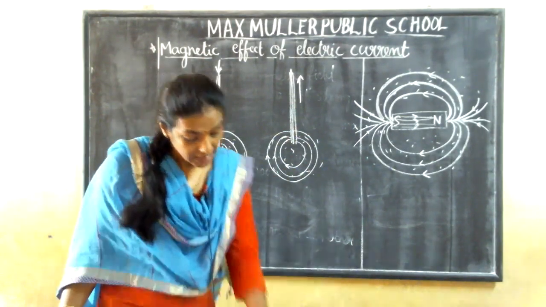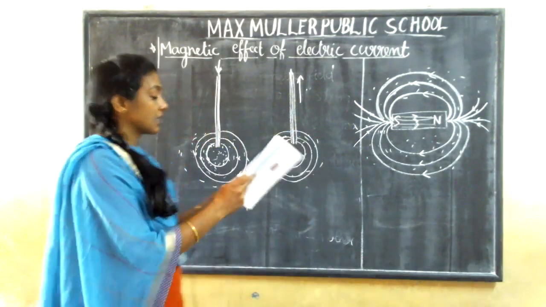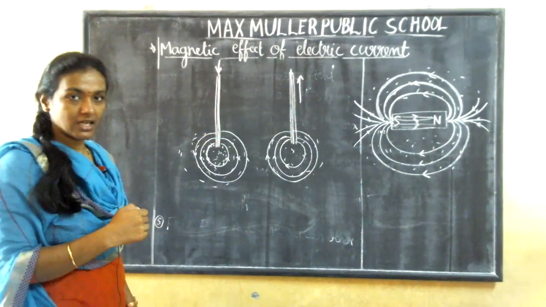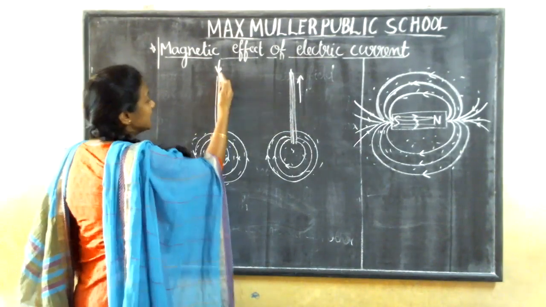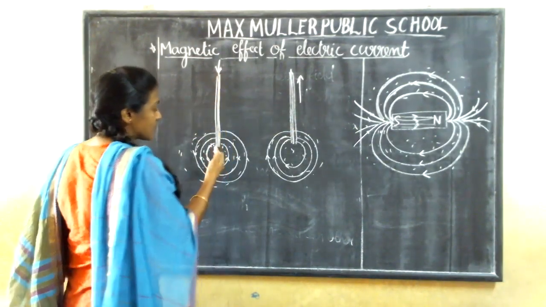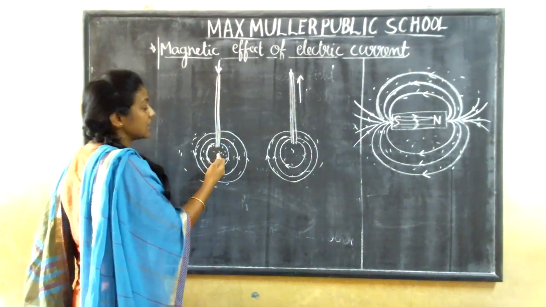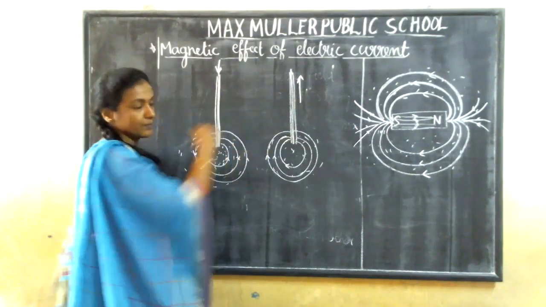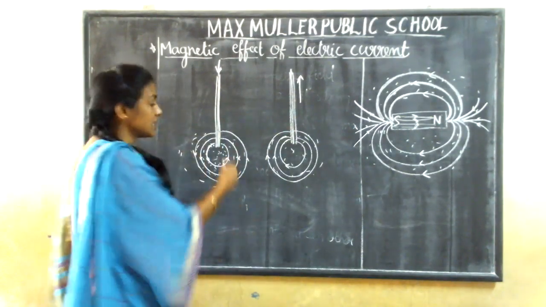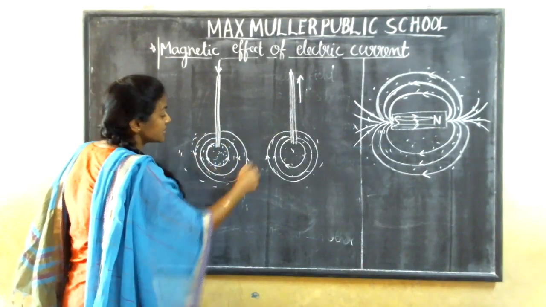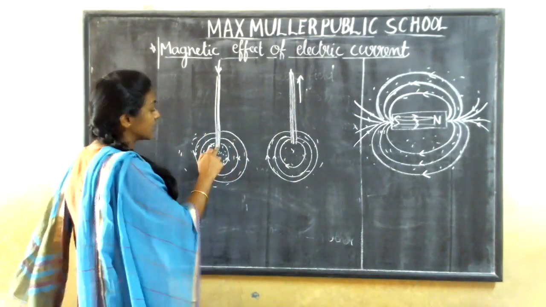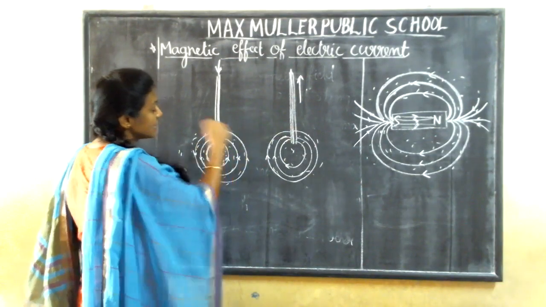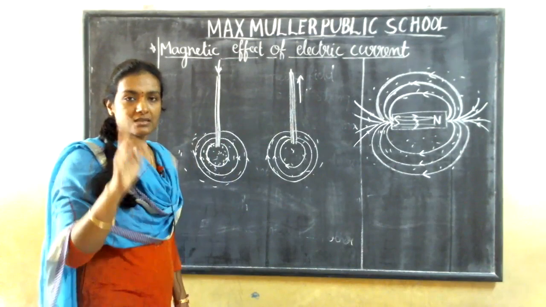What it shows here? Magnetic field due to the current through a straight conductor. It means if you take one straight conductor, it depends on the current passing in this wire. According to that, you will get a magnetic field in a circular, concentric way. This conductor will be the center point, and all these lines will be in a circular way. This is the first one.